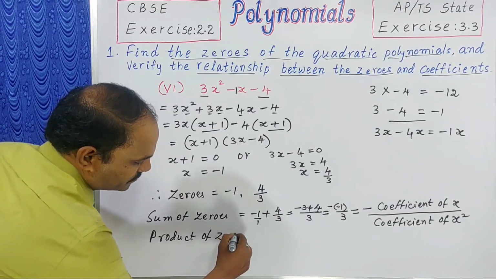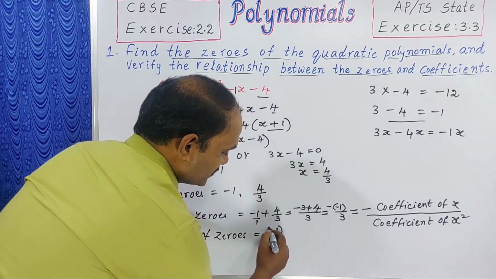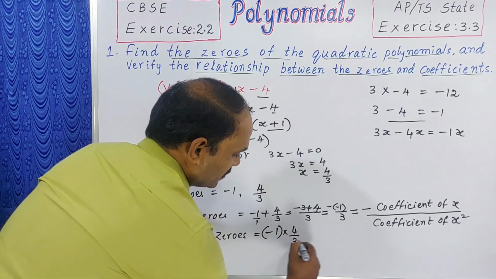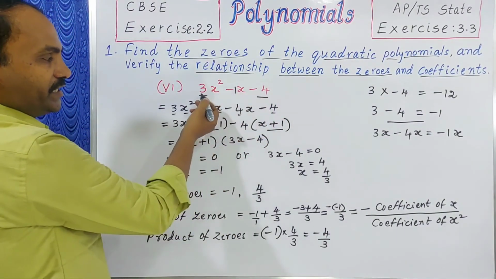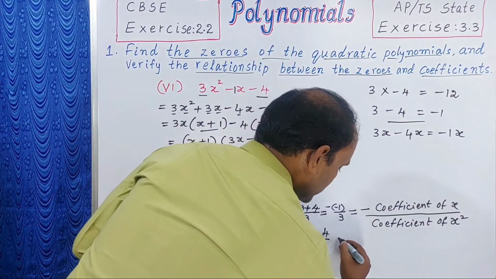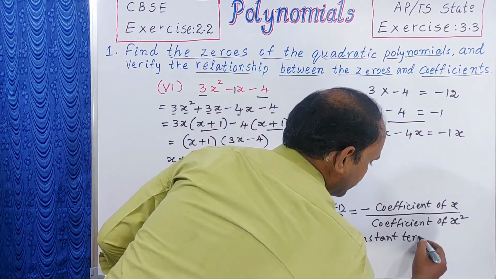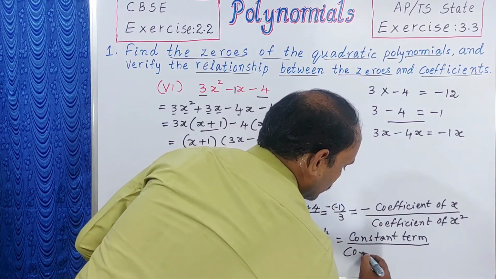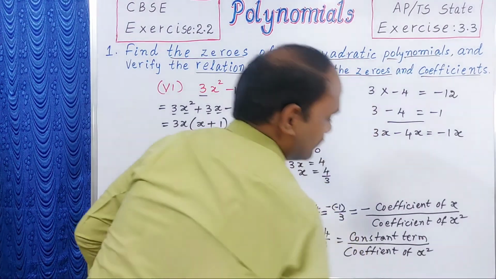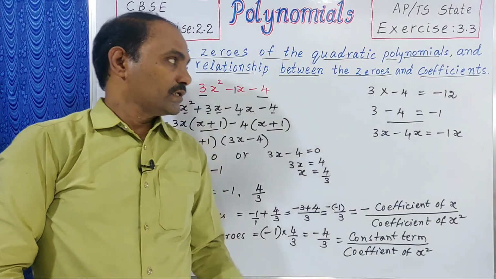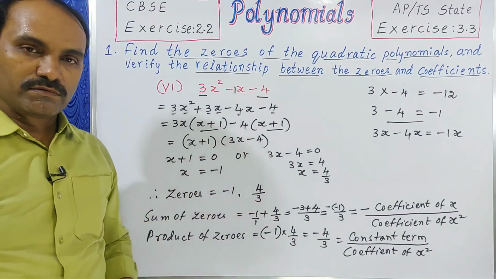Next, check the product. Product of zeros. What are the zeros? Minus 1 into 4 by 3, that is equal to minus 4 by 3. Minus 4 is the constant term, and 3 is the coefficient of x square. So this one is equal to constant term by coefficient of x square. Is it understood, students? This one is the first Roman, all 6 questions. Okay, thank you very much.